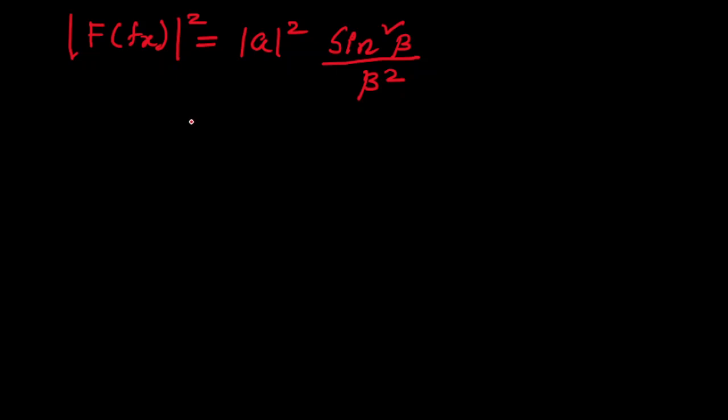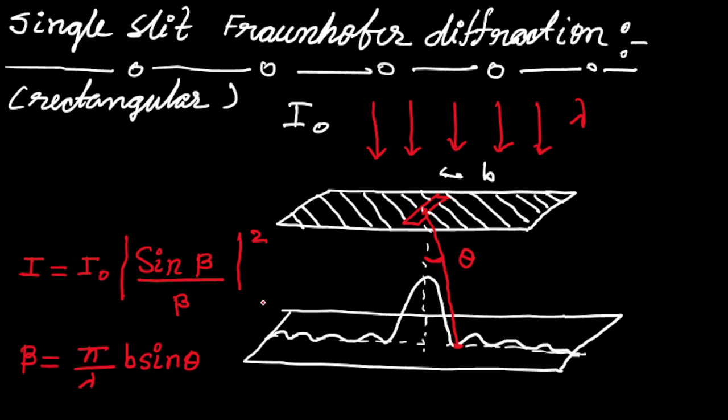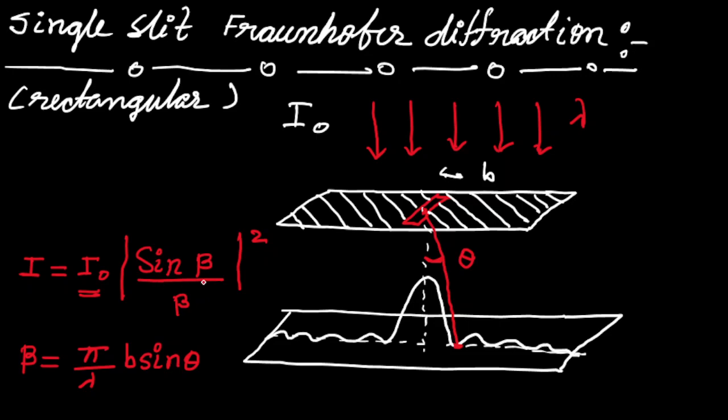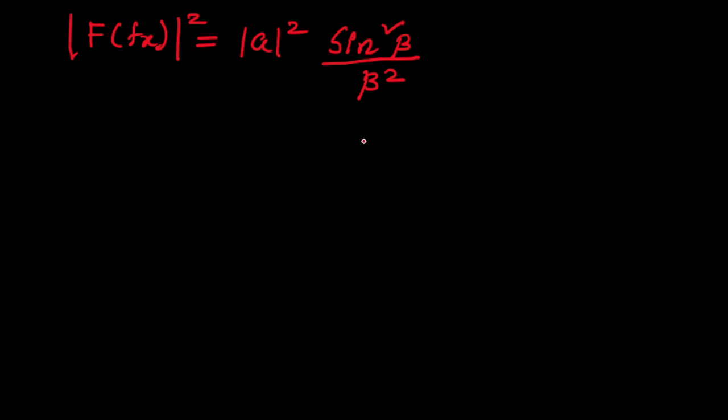So now take a look at the mathematical expression of the Fourier transform of this rectangular function, the square of this Fourier transform, and the intensity distribution. The mathematical expression of the intensity distribution when it is diffracted by a rectangular slit is almost the same. If I equal I naught with this s square, then the remaining function is the sine square beta divided by beta whole square. Here you are also getting a sine square beta divided by beta.